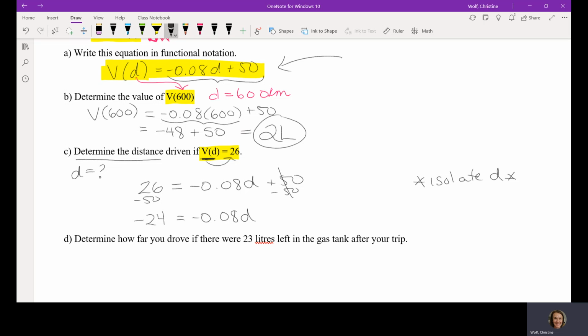Now, I always have students here who are tempted to do this. Don't write this down. They want to go plus 0.08 on both sides. No, no, no.